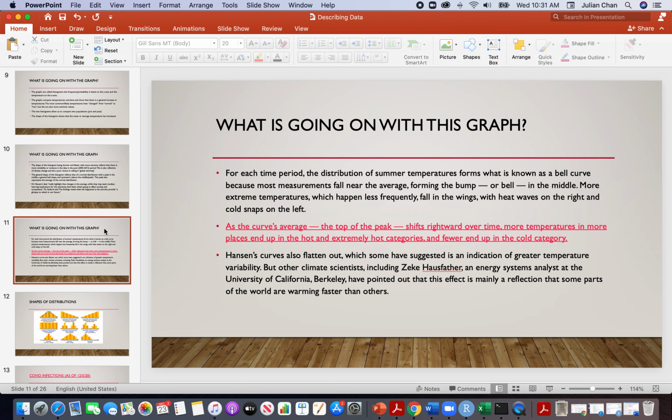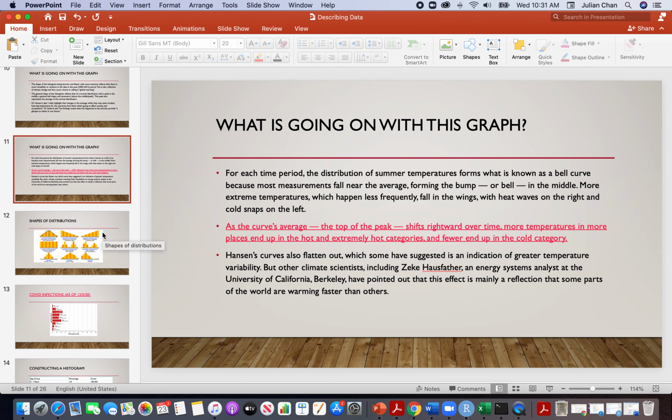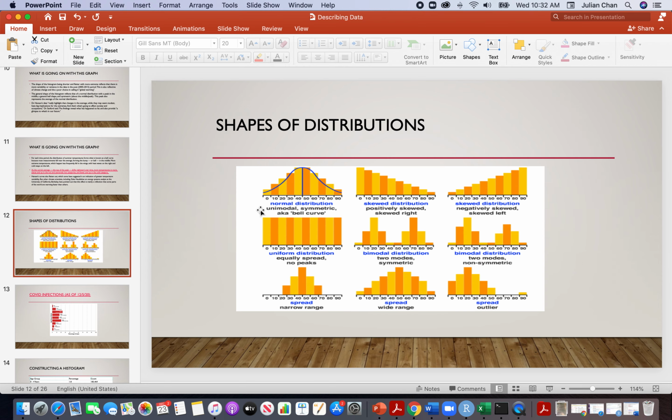Okay, so I talked extensively about normal distributions that you might see on a histogram. Here are some other shapes of distributions that you might see. The one that we talked about is this normal distribution. It has one mode, one most common outcome. It's right in the middle.